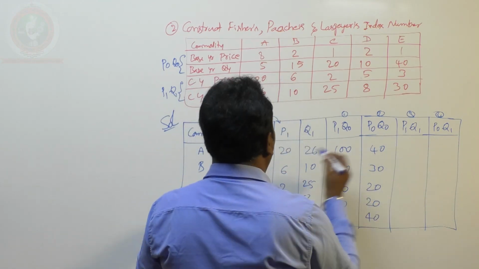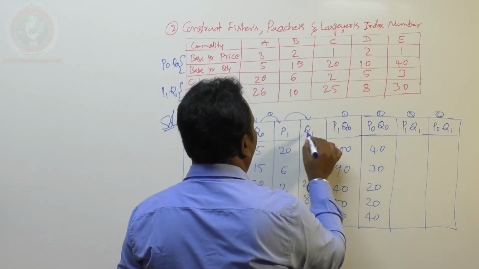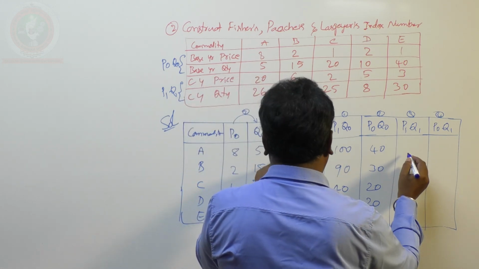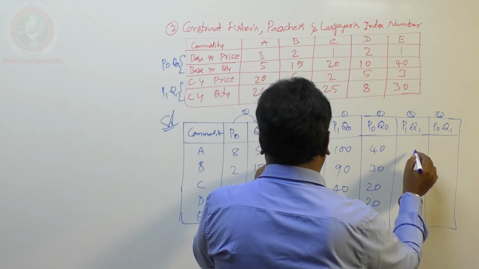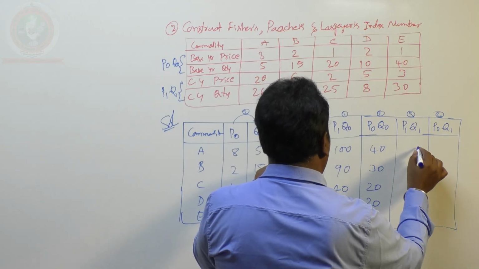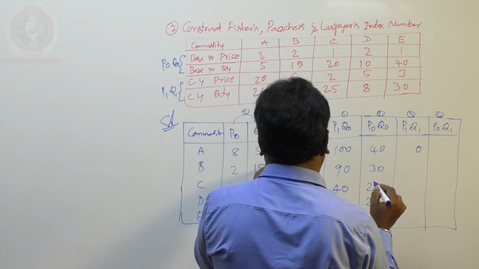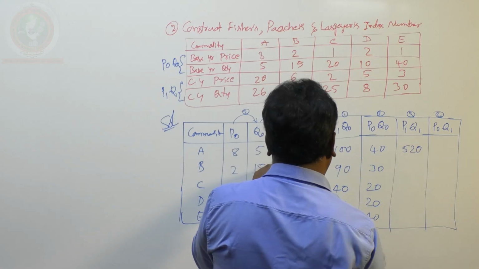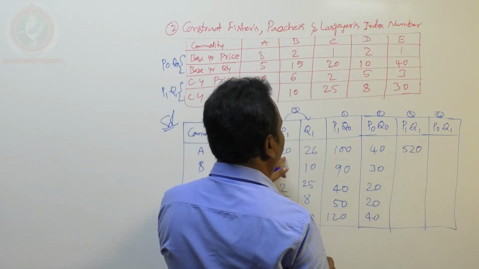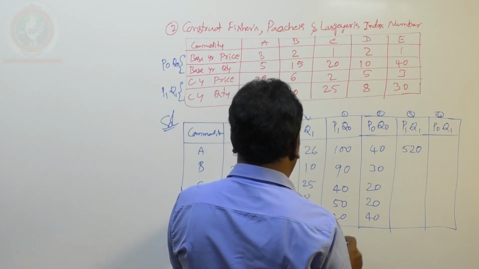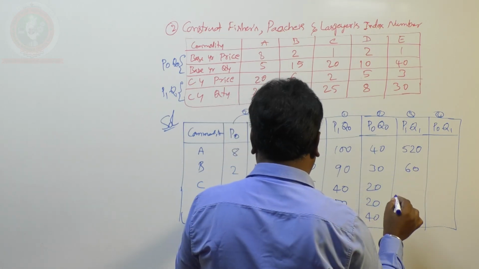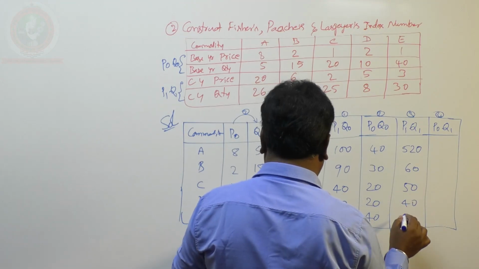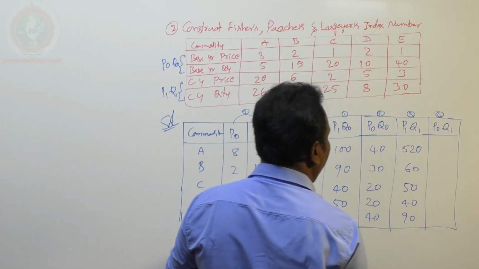Then P1 Q1, the third column: 20 into 26 is 520, then 6 into 10 is 60, 2 into 25 is 50, 5 into 8 is 40, 3 into 30 is 90.